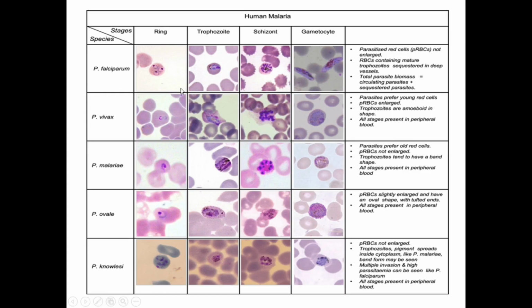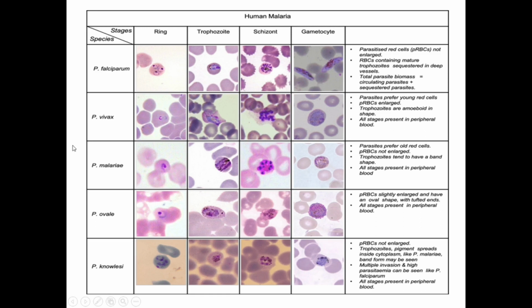So you can see here again, this is the actual picture following a staining of the peripheral blood smear. In case of Plasmodium falciparum, you will be seeing the ring form and the gametocytes. Parasitized red cells are not enlarged. Why are they not enlarged? Because they affect the mature RBCs. This Plasmodium falciparum species will infect the mature RBCs.